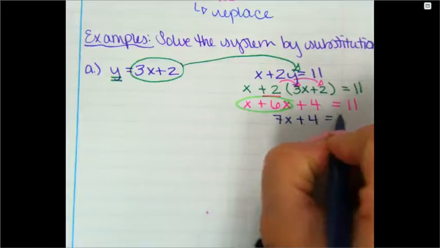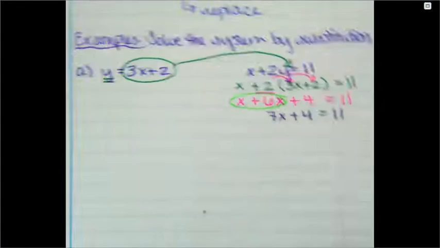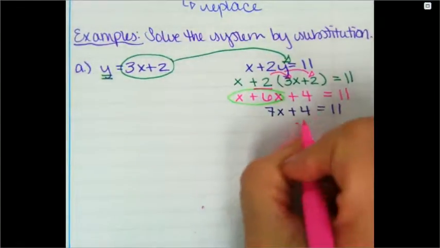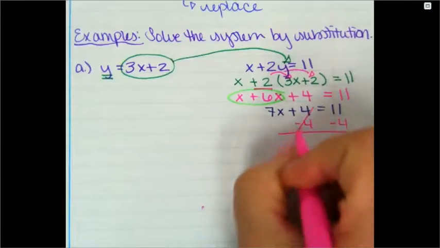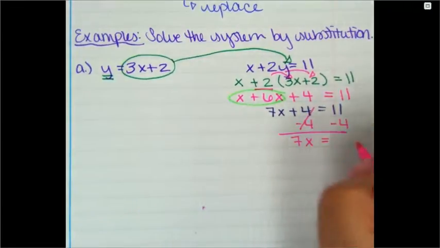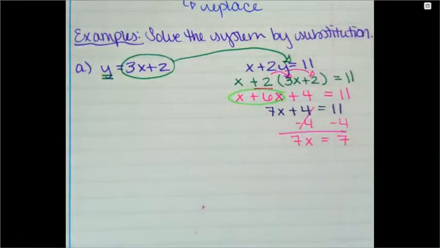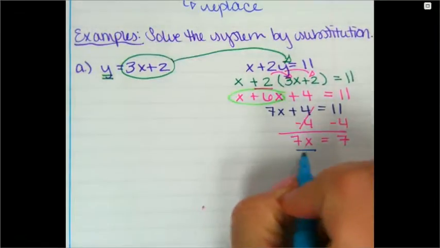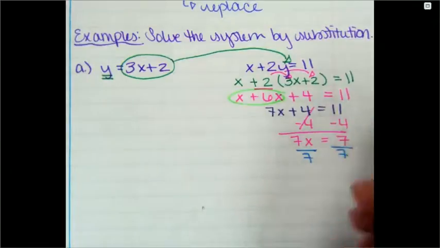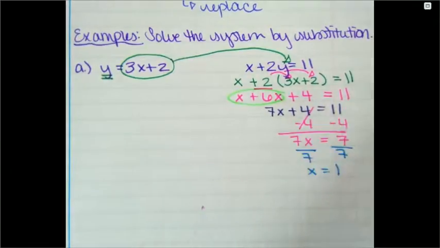Plus 4 equals 11. Now what? Subtract 4 from both sides. So 7x equals 7. Then do what? Divide everything you see by 7. Good. You good so far? Alright, we have half our answer.